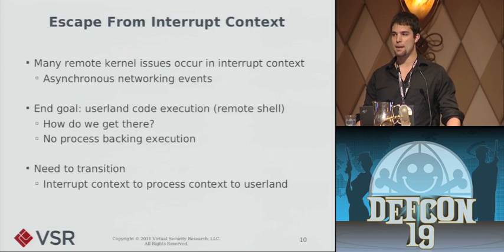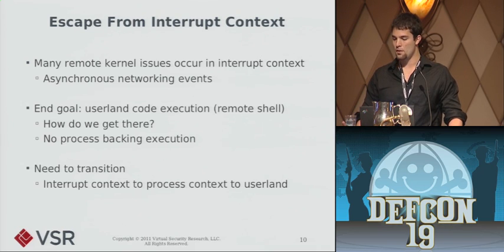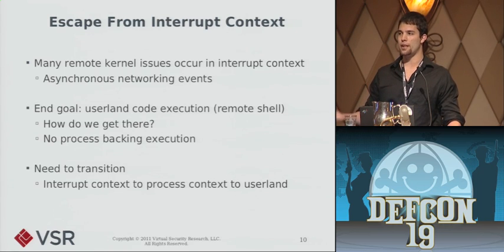And the final challenge, in my opinion, with writing these exploits is they frequently occur in what's known as interrupt context. 10-second operating system 101. When a process makes a system call, it is executing kernel code in what's known as process context, where the thread of execution has a userland application, a process, associated with it. But in contrast, when you're dealing with receiving asynchronous events, like receiving networking data, the kernel is running in what's known as interrupt context.